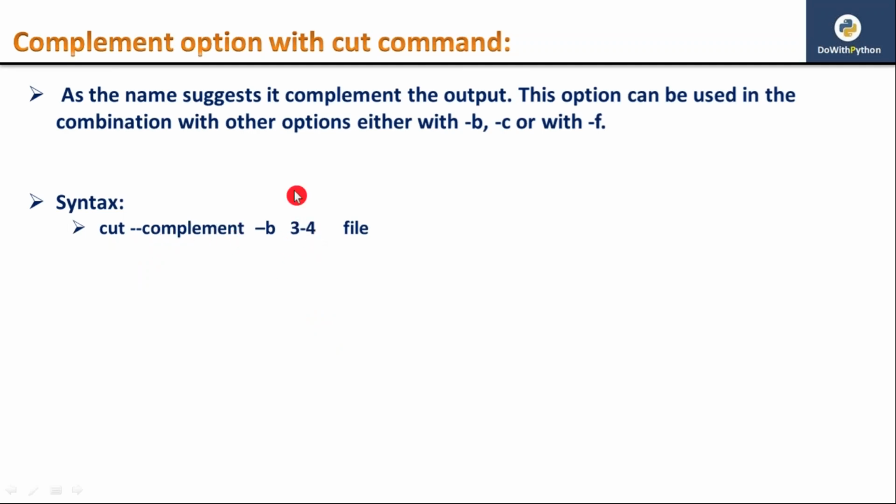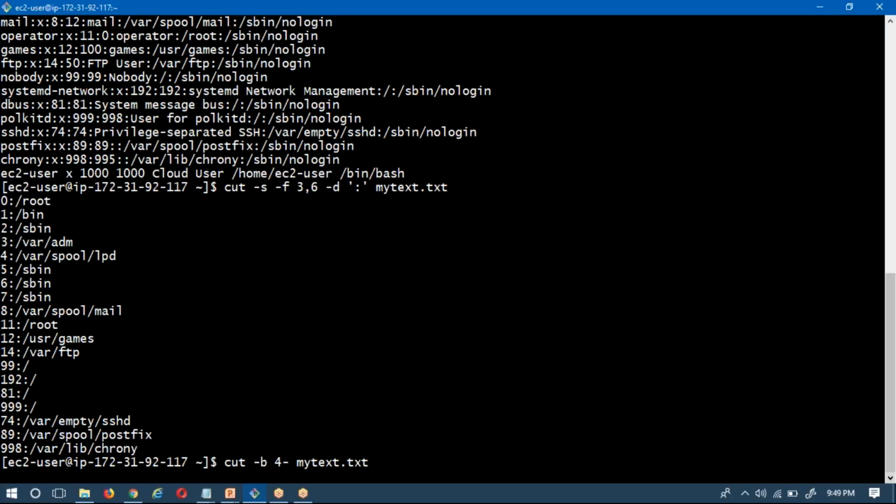See, complement is nothing but reverse, right? So cut hyphen b 3 to 4 file, from 3 to 4 it will print. Instead of that, if you use hyphen hyphen complement, then other than that it will print. Observe that. Suppose you can provide that hyphen hyphen complement.